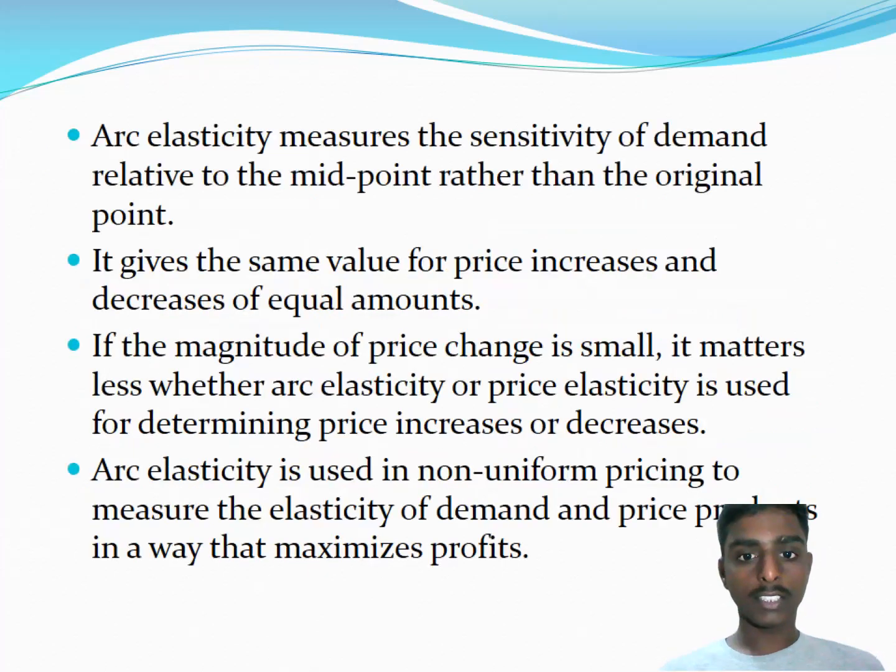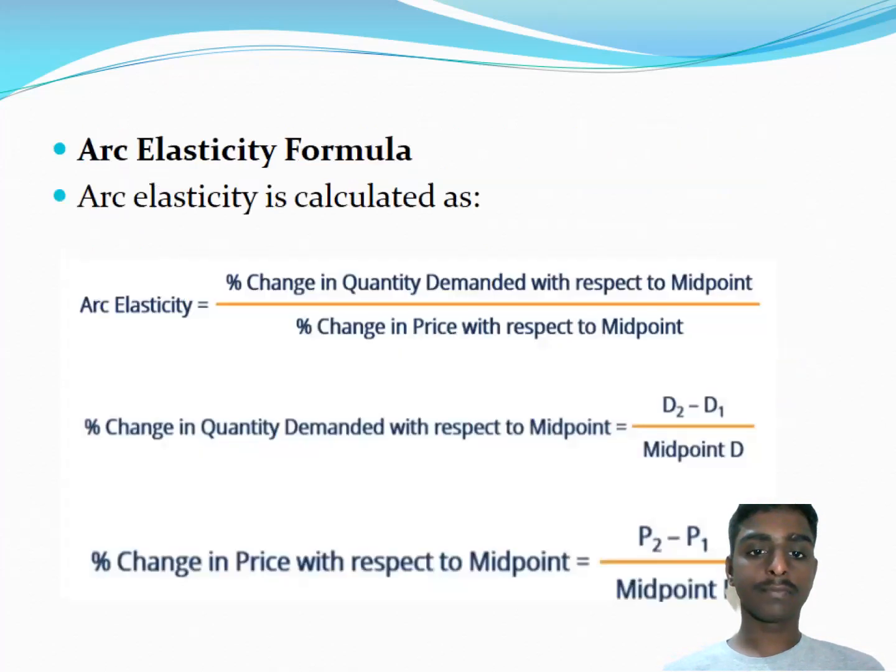Arc elasticity measures the sensitivity of demand relative to the midpoint rather than the original point. It gives the same value for price increases and decreases of equal amounts. If the magnitude of price changes is small, then it matters less whether arc elasticity or price elasticity is used for determining price increases or decreases. Arc elasticity is used in non-uniform pricing to measure the elasticity of demand and price products in a way that maximizes profits.